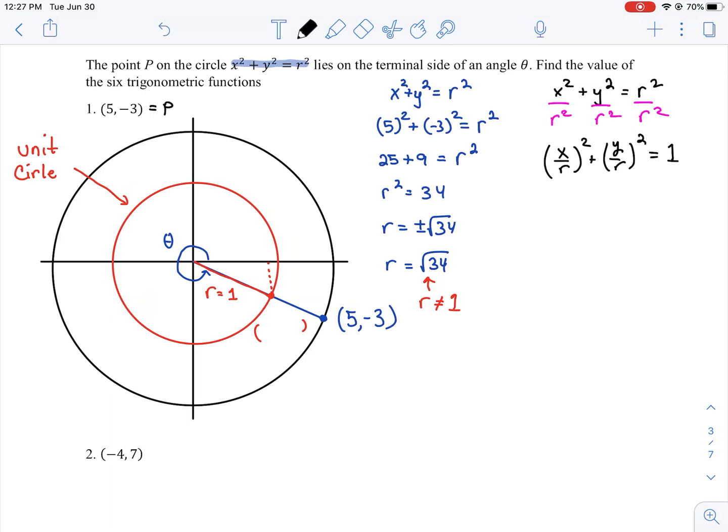So we know what x is in our problem. x is equal to 5. And we know that r is equal to the square root of 34. So I can build the ratio 5 divided by the square root of 34. And this will be the x-coordinate on the unit circle. So this coordinate here will be 5 divided by the square root of 34.